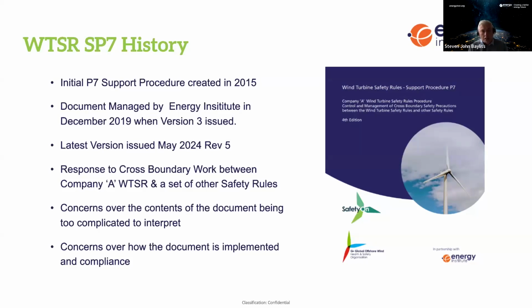Why was it changed? I suppose the main reason was feedback from AEs in regards to issues that were prevalent on site. There were concerns over the content of the documents being too complicated to interpret. So we looked at that as part of the OSRG group. And there were also concerns about the document itself and the implementation and compliance. So as turbines became bigger and also wind farms became bigger, the P7 itself, we felt, had to move on as well.